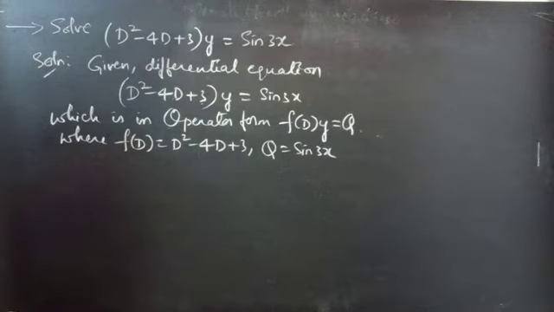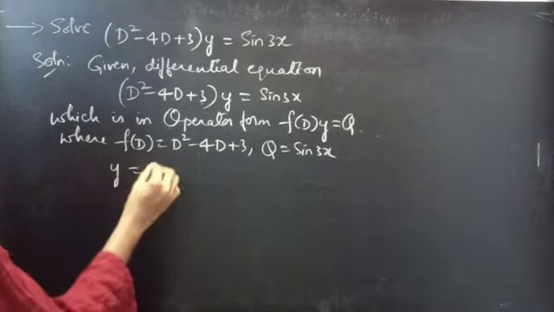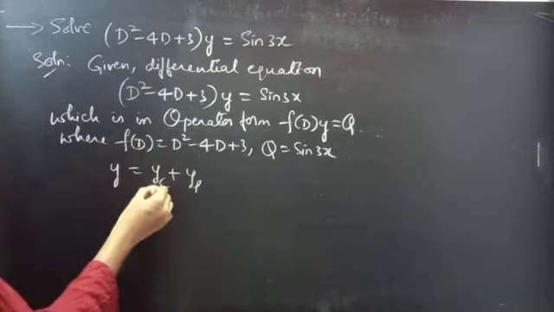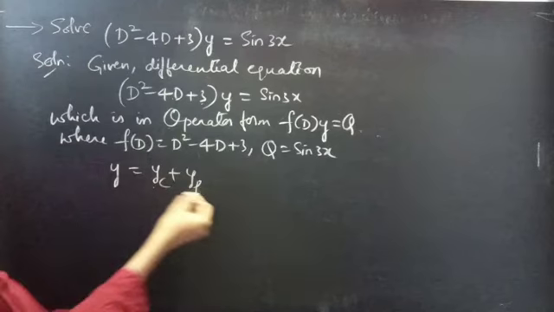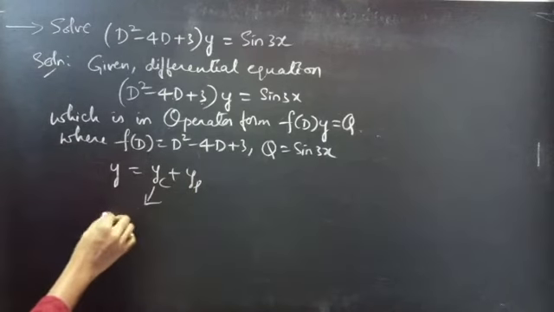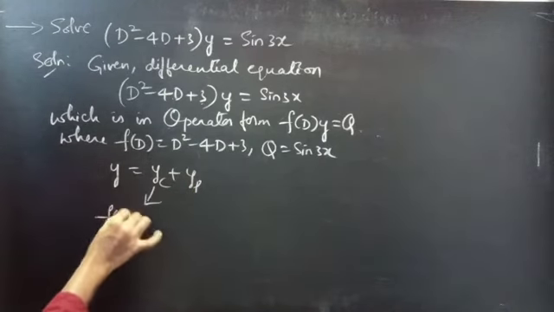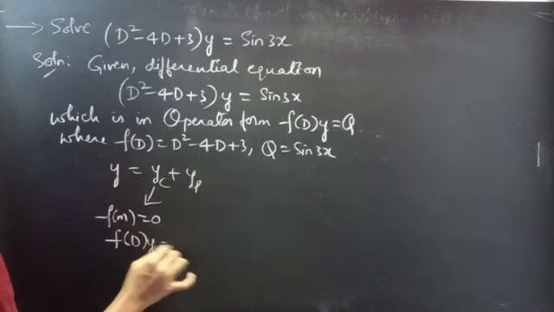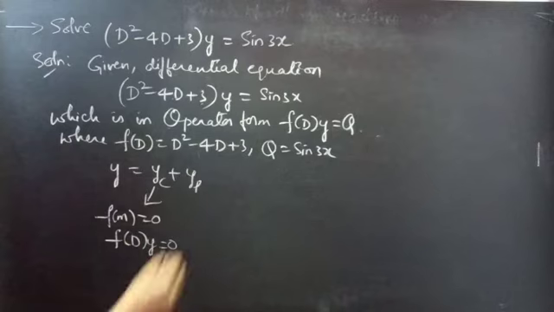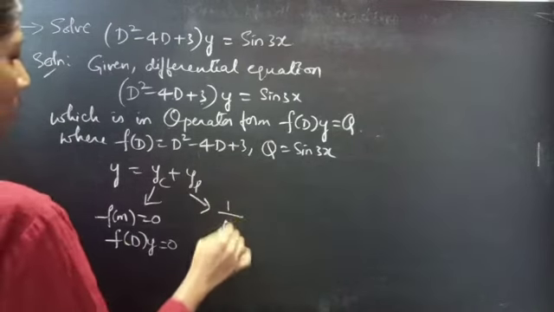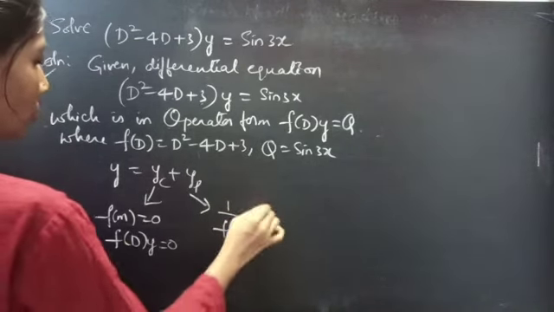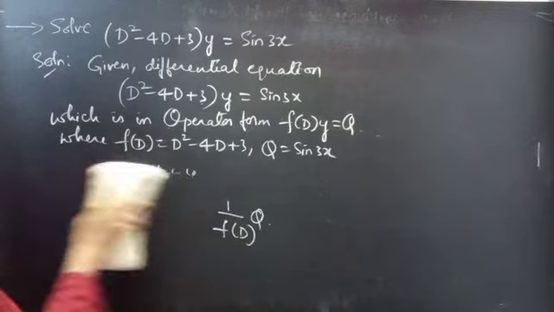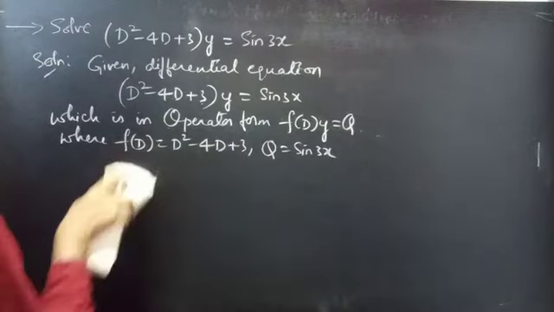And now we'll use y equals to yc plus yp to find general solution, where yc is a complementary function and yp is a particular integral. We'll get yc using roots of the auxiliary equation of the homogeneous equation of the non-homogeneous equation, and we'll get yp using 1 by f of d into q, right? So let's find complementary function firstly using the auxiliary equation.